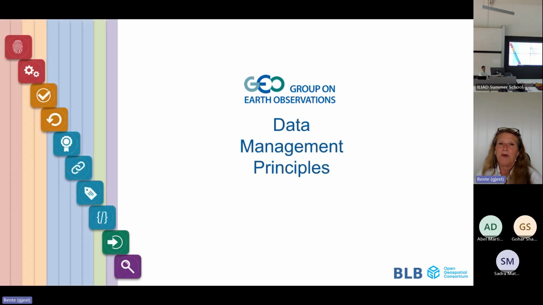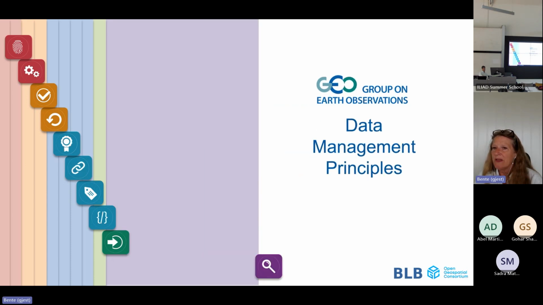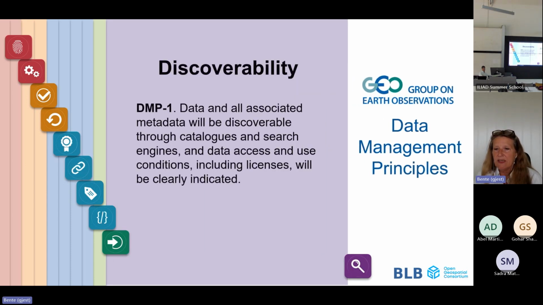So the now famous data management principles of GEO are very, very powerful. You see there are 10 of them, and I will try to go very quickly through them. Number one, discoverability. You can compare this, if you know the FAIR principles, to findable. All the data and associated metadata will be discoverable through catalogs and search engines, and data access and use conditions, including licenses, will be clearly indicated. As I said, licenses are an important part of data management principles.